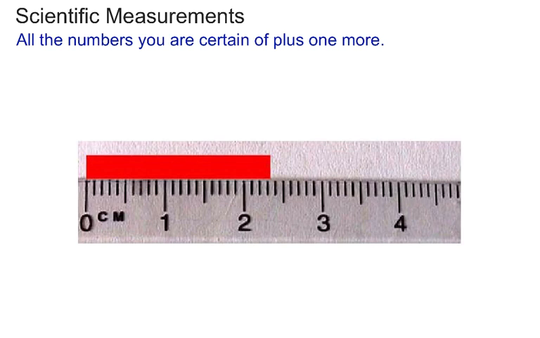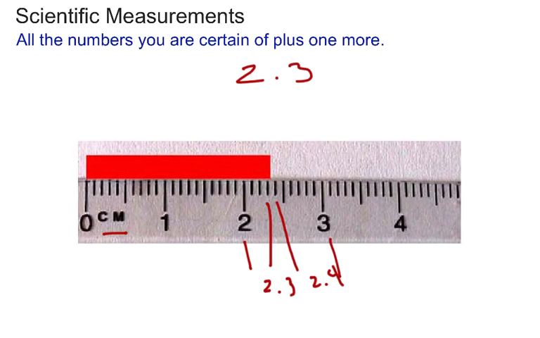Now, if you just want to make a scientific measurement, then you want to write down all the numbers that you're certain of, plus one more that is kind of a judgment. So you can see here, we're talking about centimeters, and here's 2 centimeters, here's 3 centimeters, and there are lines that represent tenths of centimeters. So this line over here would be 2.1 centimeters. This one here would be 2.3 centimeters. And this next one over, that would be 2.4 centimeters. So this red box we're measuring looks like it's somewhere between 2.3 and 2.4. If we were going to write down all the numbers you're certain of, you know it's 2.3.